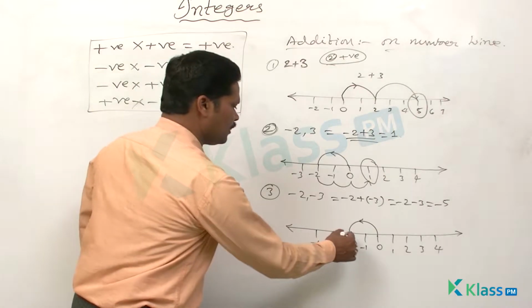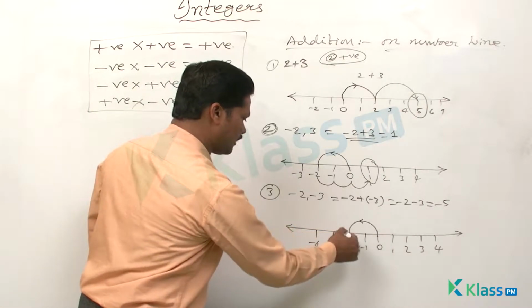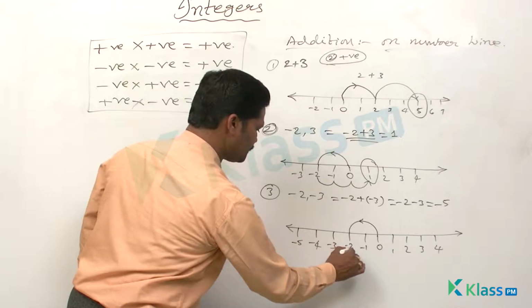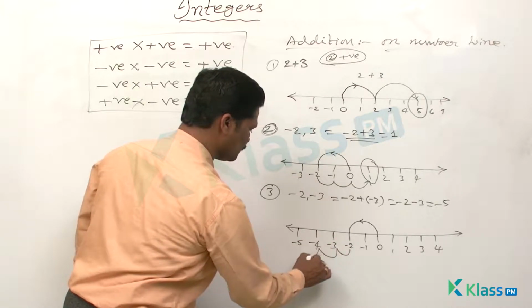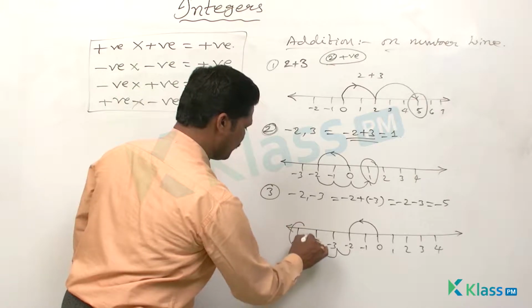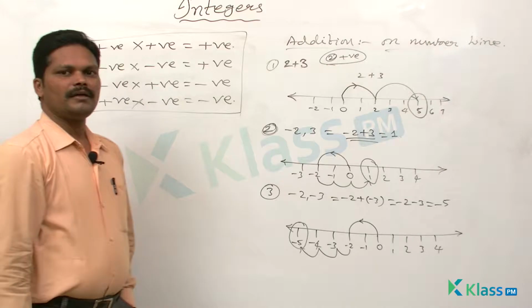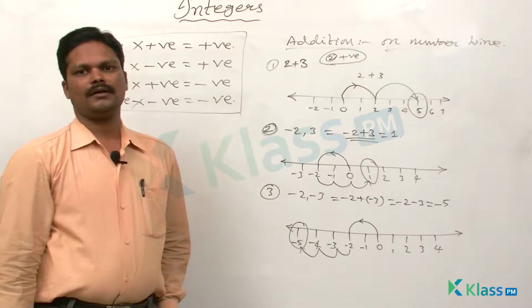So this is over, minus 2. Then we are going 3 more steps. So minus 2, 1, 2, 3. So this is our answer. In this manner we are showing the addition of integers on the number line.